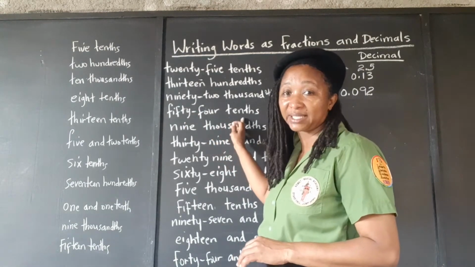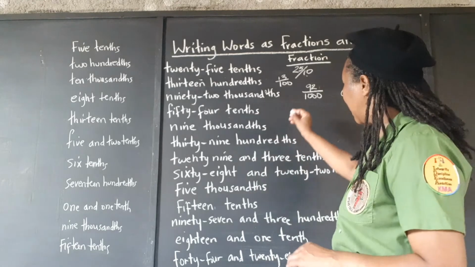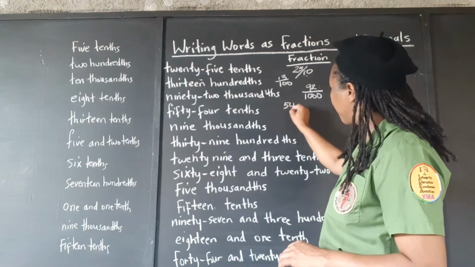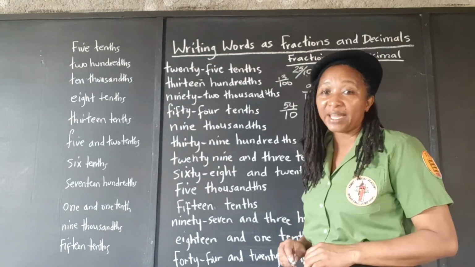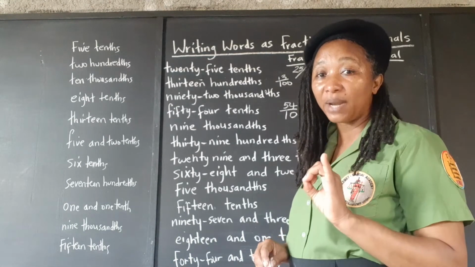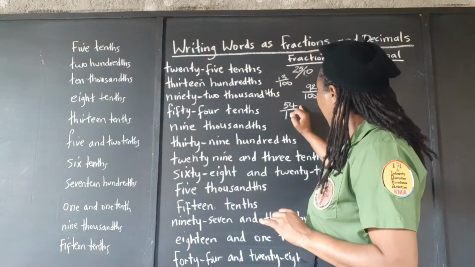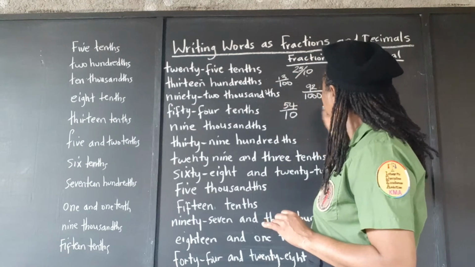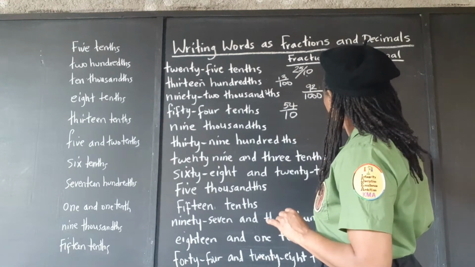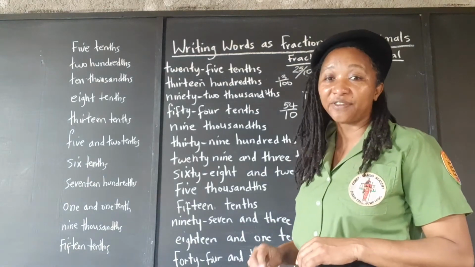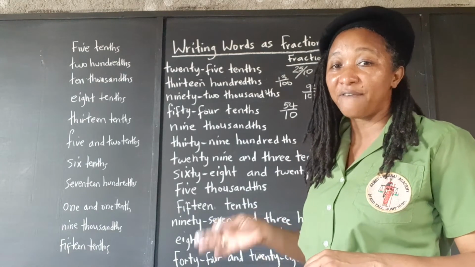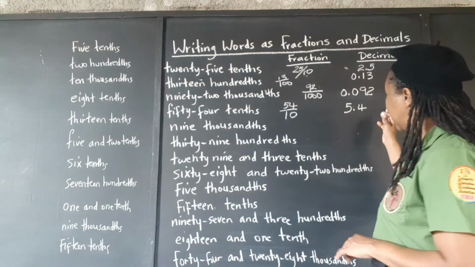54 tenths. So we're dividing by 10, we're going to move one place to the left. From the end, one place to the left would take us in between the 5 and the 4. So that's 54 tenths or 5 and 4 tenths.